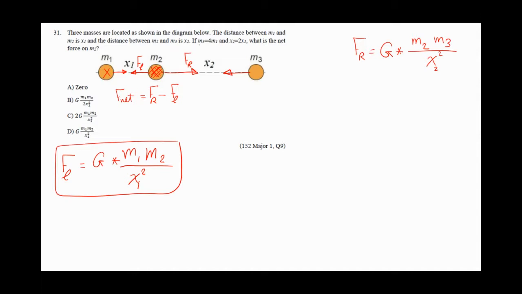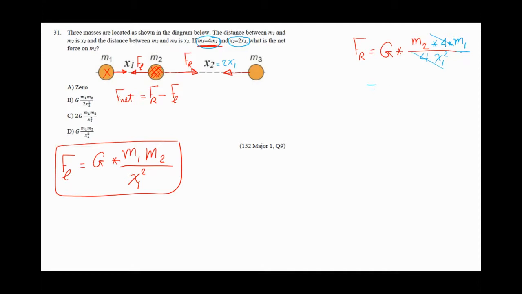Here he says M3 equals 4 times M1. He mentions that M3 equals 4 times M1. So I will remove M3 and write down 4 times M1. And also x2 equals 2 times x1. The distance x2 equals 2 times x1. So I will remove x2 and write down 2x1. But take care that it's squared. So if it is squared, I can write it as 4 times x1 squared. Then you can remove this 4 with this 4.